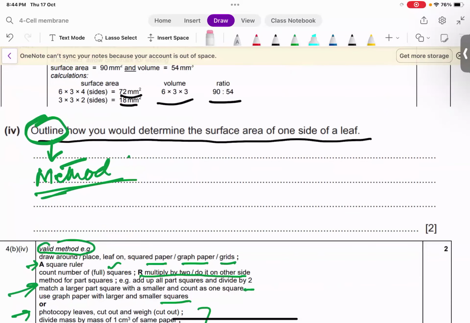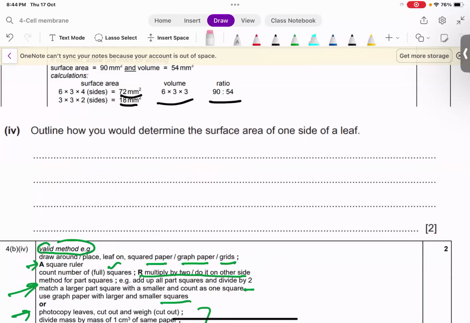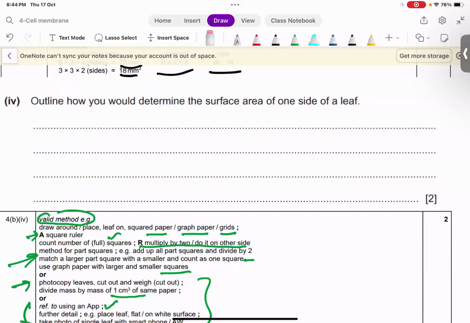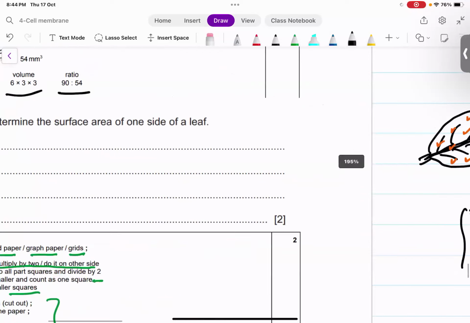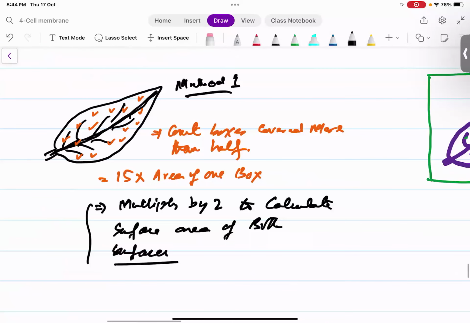Okay, so we might have questions on outline. How would you determine the surface area of one side of a leaf? So you may be given a leaf as given here, and you have to find the surface area of one side of this leaf. How will you do that?